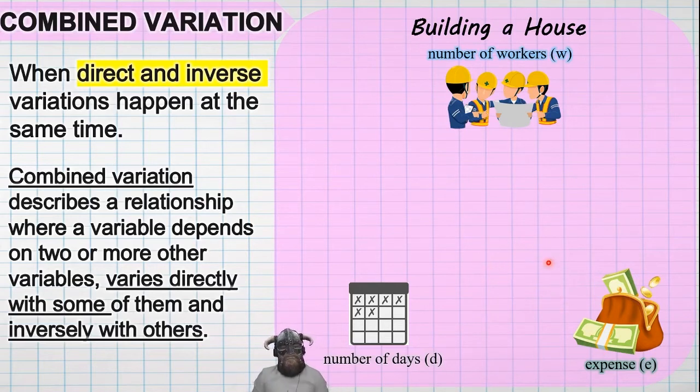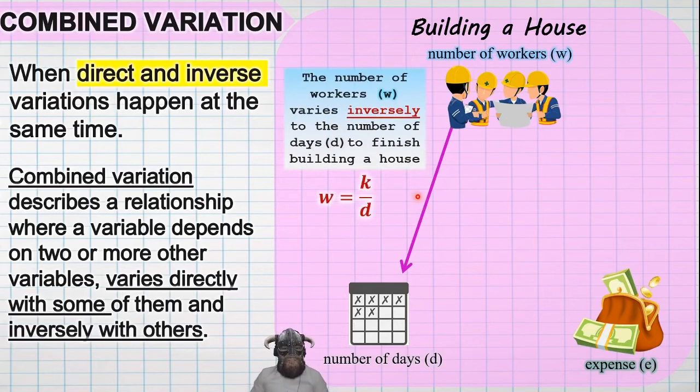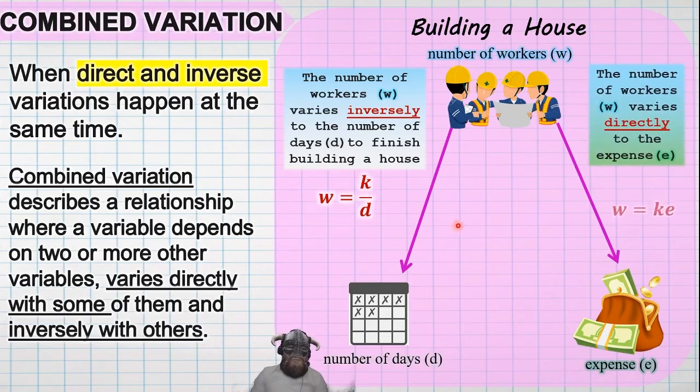Now, when it comes to the expenses, as the number of workers increases, your expenses also increase. Syempre, mas maraming workers, mas marami kang taong papasahurin. So, mas tataas yung expense mo. Pero ang kagandahan, mas maiksi nga lang yung araw ng paggawa. Yun yung dalawang type ng variation dito. Once again, we can say that the number of workers, W, varies inversely to the number of days, D, to finish building a house. Kung makikita nyo, inverse variation yan. But when it comes to the expense, the number of workers, W, varies directly to the expense, E.